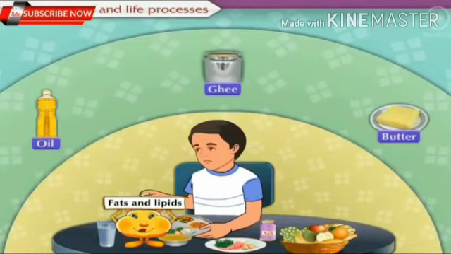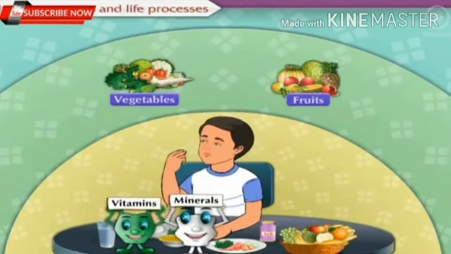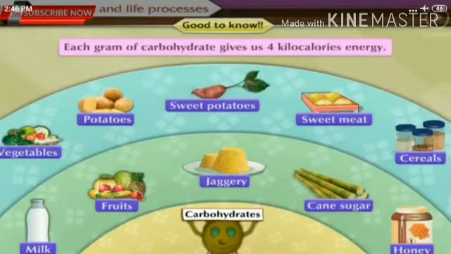These carbohydrates and fats are very essential for production of energy. Then the next important nutrient is protein. To obtain proteins, we eat pulses, milk, meat, eggs, etc. Then the next nutrients are vitamins and minerals. We get vitamins and minerals from vegetables and fruits. It is good to know that each gram of carbohydrates gives us 4 kilocalories of energy.